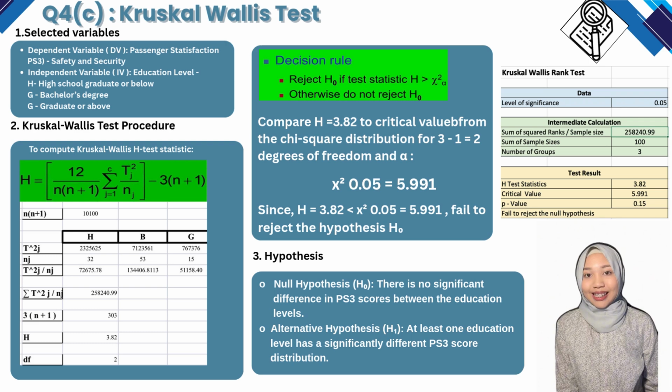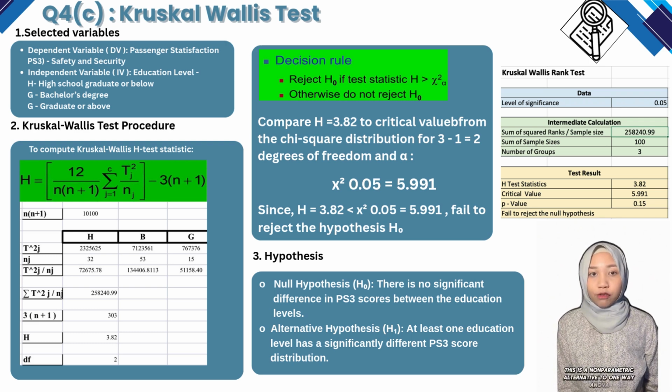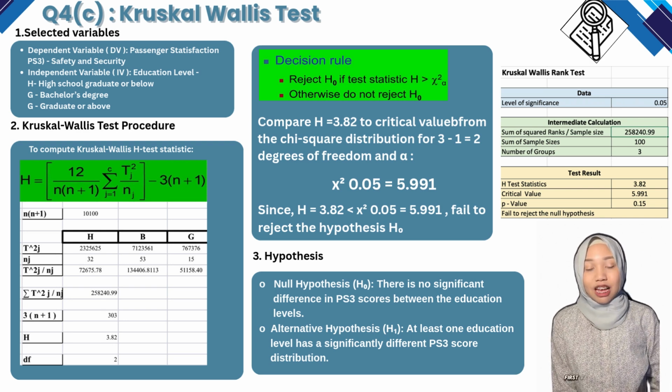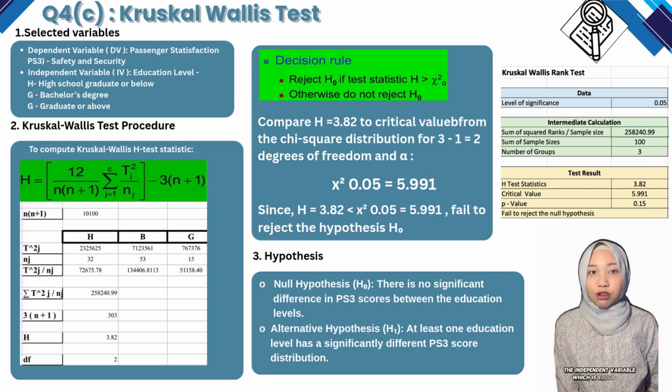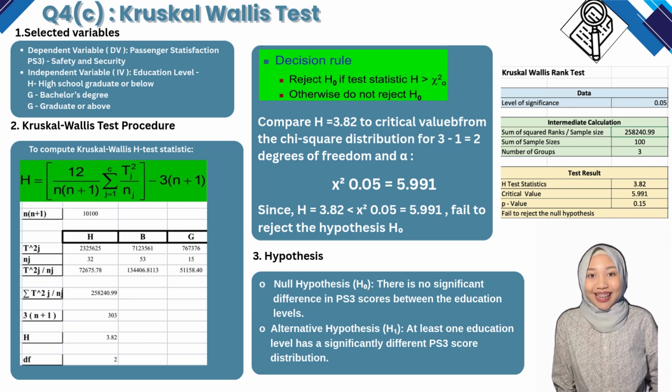For question 4C, our group conducted a Kruskal-Wallis test to investigate whether there are significant differences in passenger satisfaction based on education level. This is a non-parametric alternative to one-way ANOVA, used because our data did not meet the normality assumption. First, variable selection. We select the dependent variable as passenger satisfaction item PS3, which is safety and security. This measures how safe passengers feel using the LRT service. The independent variable, education level, is categorized into H, high school or below, B, bachelor degree, and G, graduate or above. This variable is appropriate because it is categorical with more than two groups, and we aim to test if satisfaction differs across these levels.